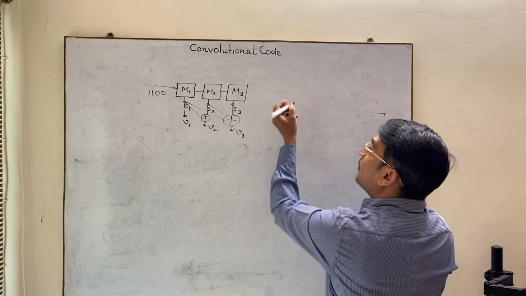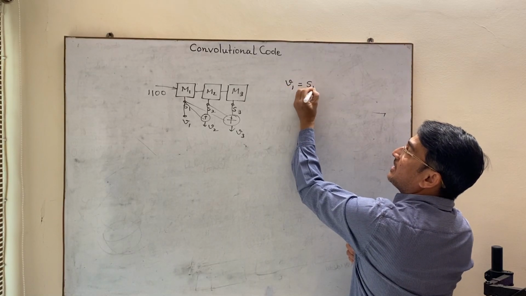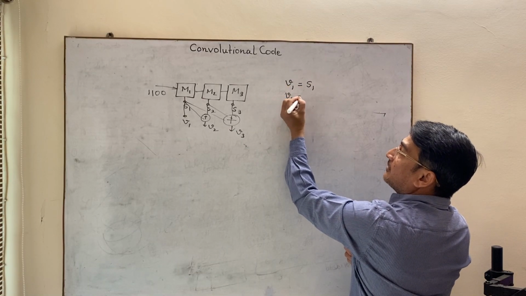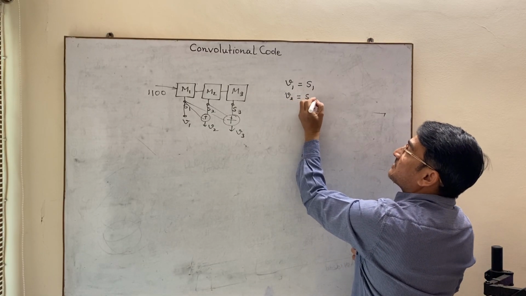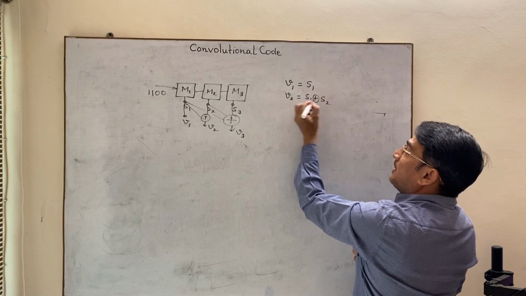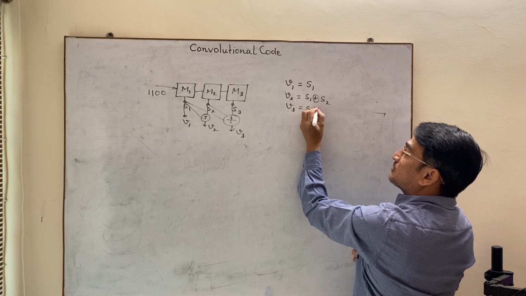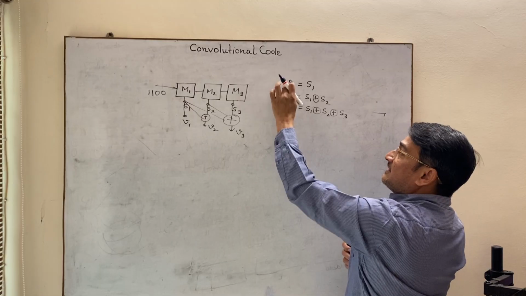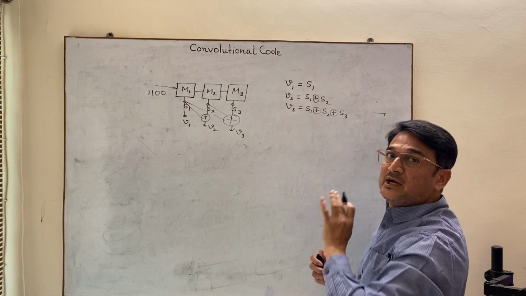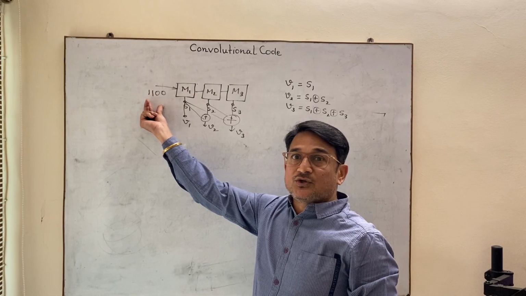So what will be the output? Output bit V1 is nothing but S1. Output bit V2 is nothing but S1 XOR S2, and output bit V3 is nothing but S1 XOR S2 XOR S3. So this way 7, 7 and 7, 21 bits output will be there for the input data 1100.